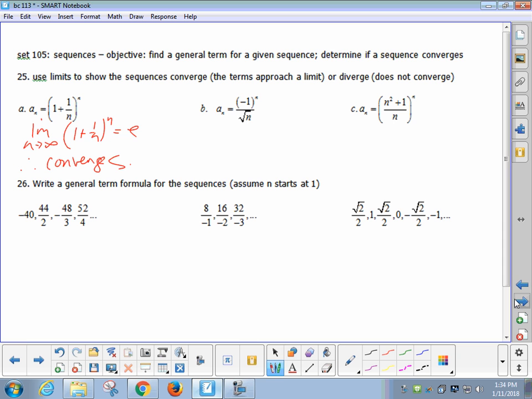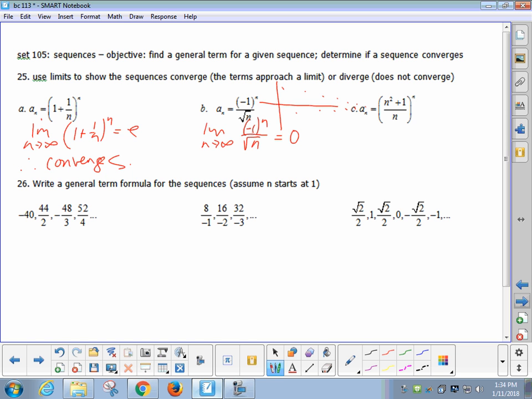Okay? Now this one got a few people, not all, but many. People say, well, what about that negative? It goes negative, positive, so it can't converge if it's constantly back and forth. But what happens to the denominator? Yeah, it bounces back and forth, but the denominator gets bigger and bigger, so it approaches zero. It's converging.